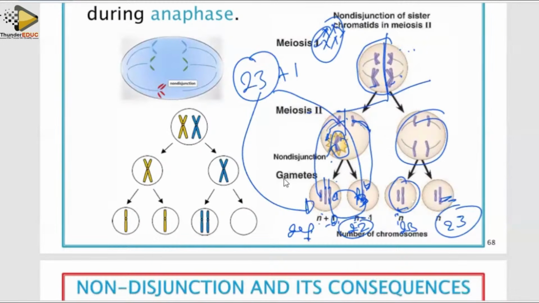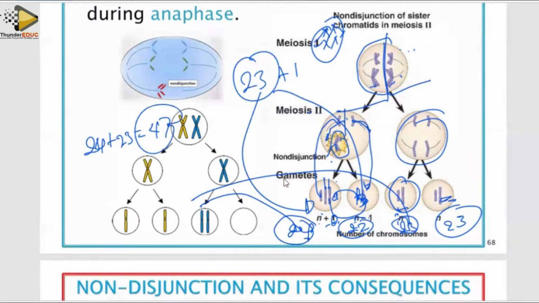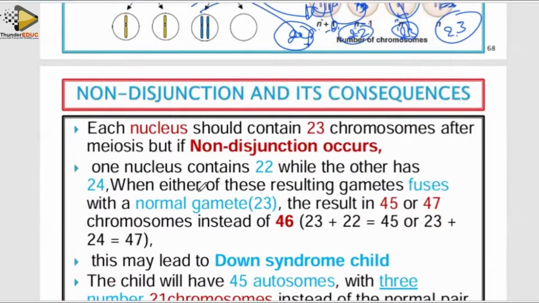Now, if this cell fertilizes a normal cell, 24 plus 23 is going to give me 47. But it's supposed to be 46, because it's supposed to be 23 plus 23. If this condition happens on chromosome number 21, it becomes trisomy 21. You have 3 chromosomes of 21 in that individual: 2 from this cell and 1 from the normal gamete. So 3 of them, trisomy 21. And that condition we describe as Down syndrome.